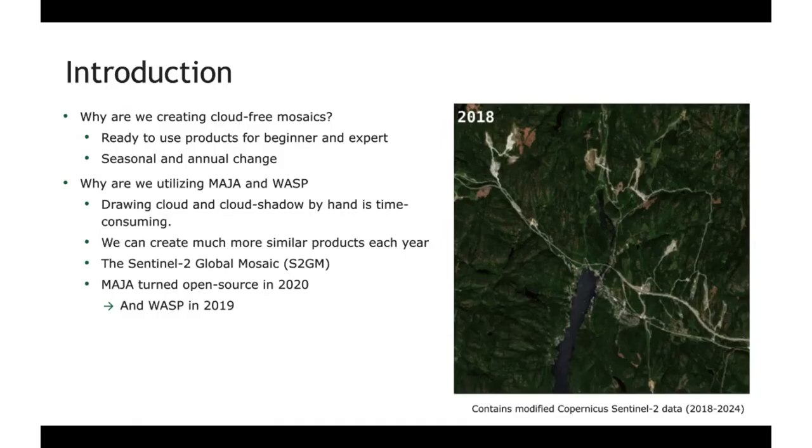And then, why are we utilizing MAJA and WASP? In the very beginning, when we started with this, we drew cloud and cloud shadow by hand, and it is very time consuming, I give you that. We want to create similar products each year, and with such a solution we can manage to do that. We tried in the very beginning the Sentinel-2 global mosaic, and it didn't work at all, basically for our area. So luckily in 2020, MAJA turned open source, and WASP already turned open source in 2019. So we looked at what France did for their production, and wanted to do this over Norway.